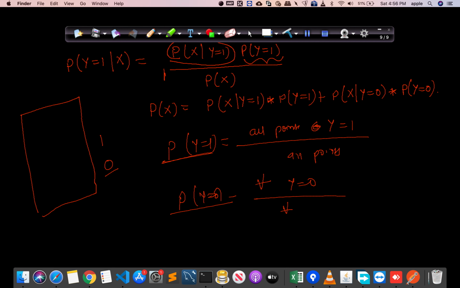But this other term is not given. This is what we will be learning. How to learn this? This is all about the naive Bayes algorithm. So I will show you how we will learn the probability of x given y equals 1, and the same thing can be done for y equals 0 also. So I will only focus on this for now.